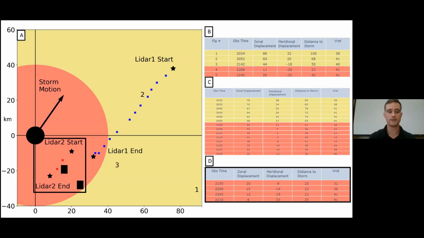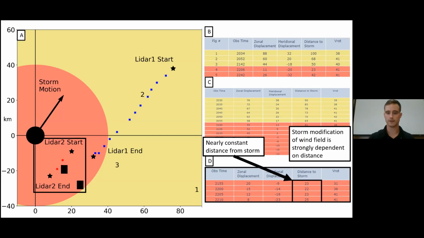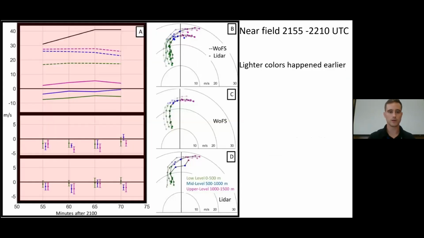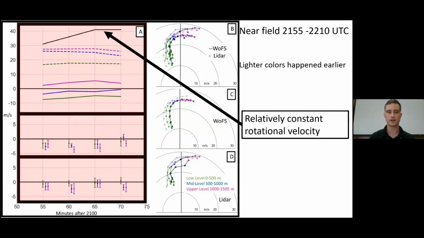And now we will look at the second LiDAR deployment, which are the red dots here. And so this observation is, number one, near field the whole time. So this is a storm modified environment the entire time. And also the distance from the LiDAR to the storm is roughly the same throughout this deployment. And so really the orientation of the storm relative to the LiDAR is what we're seeing as a difference here. The rotational velocity of the storm does change a bit over this deployment, although it's not as drastic of a change as we saw in the last deployment.